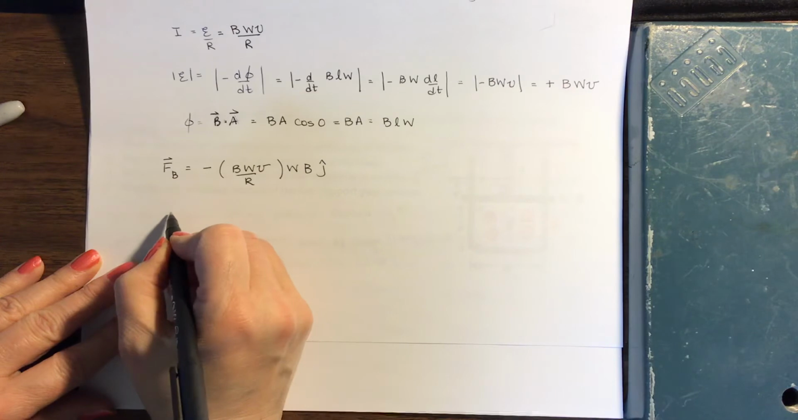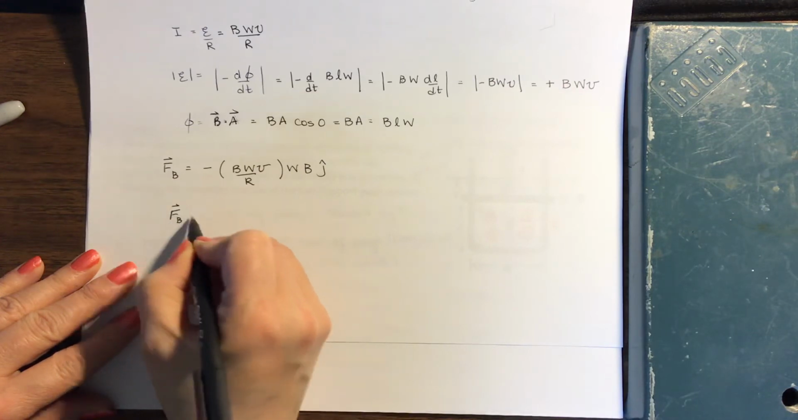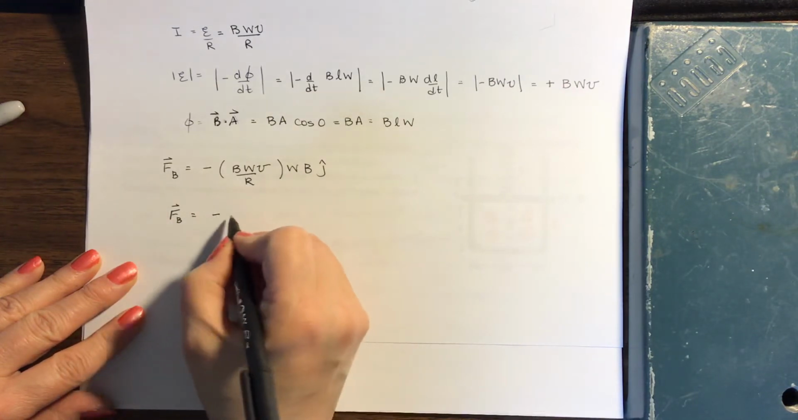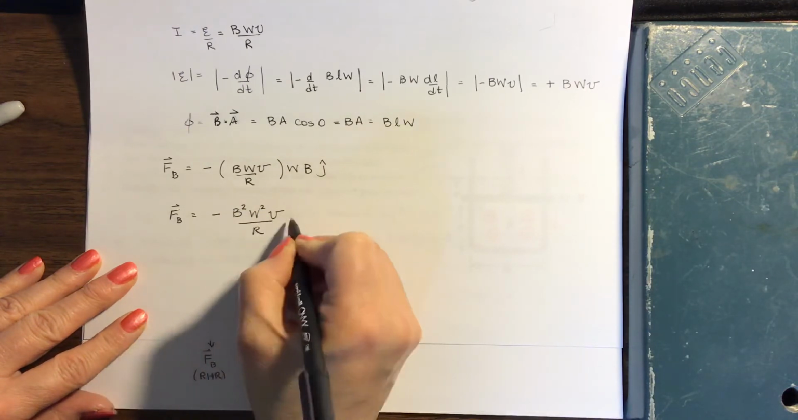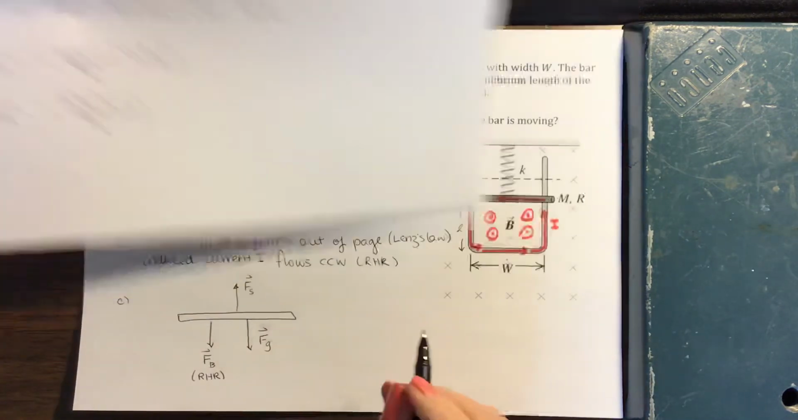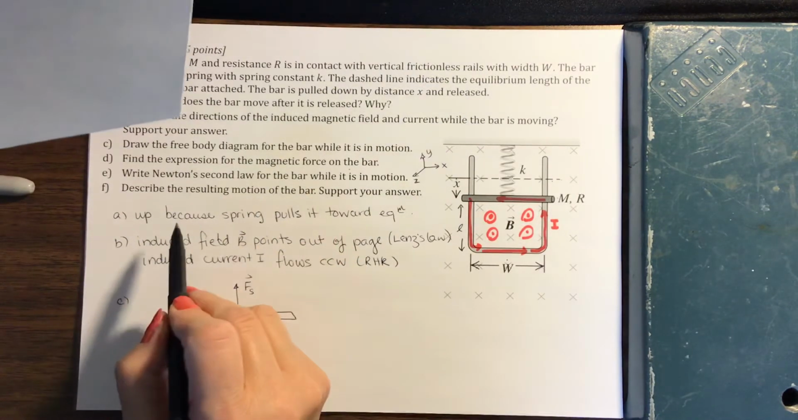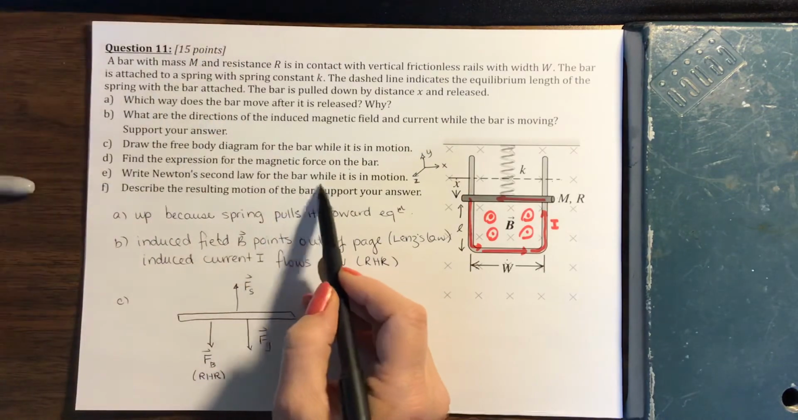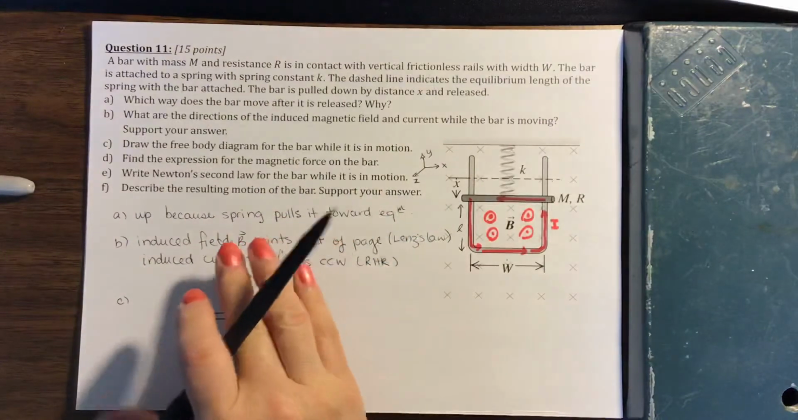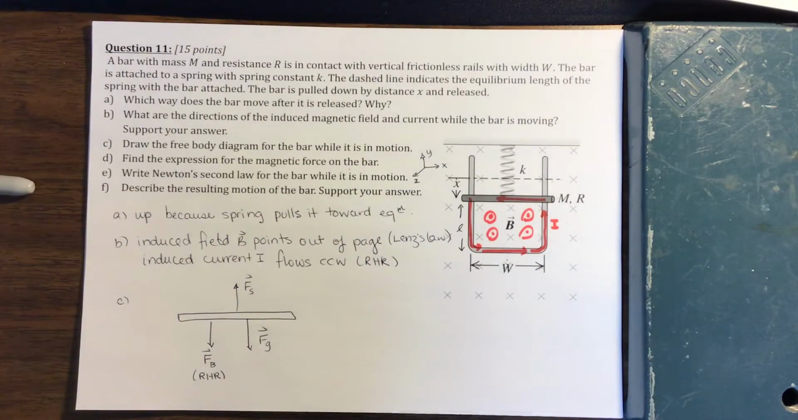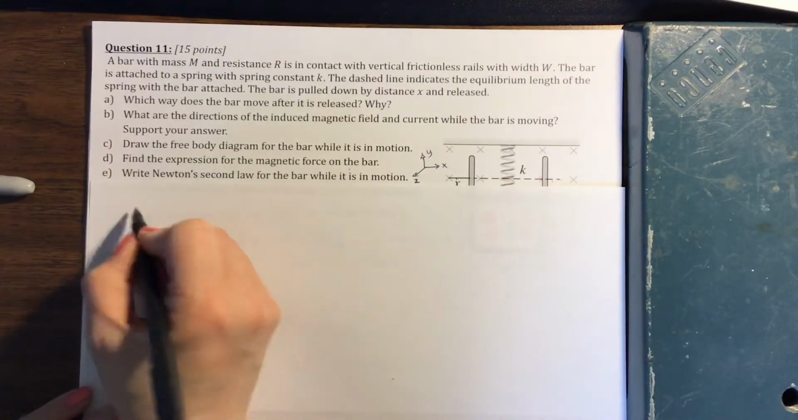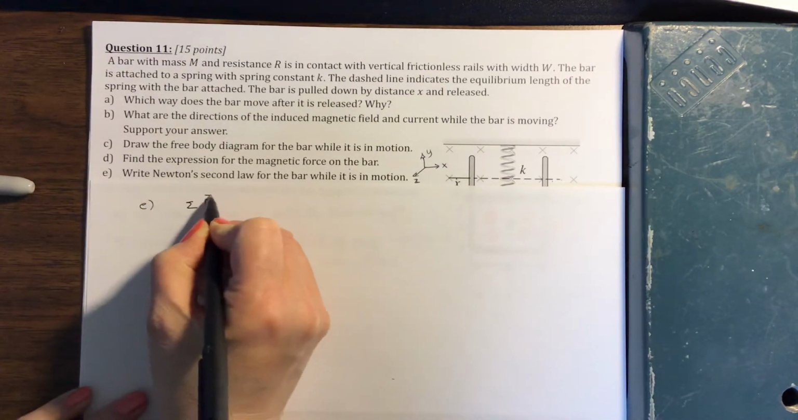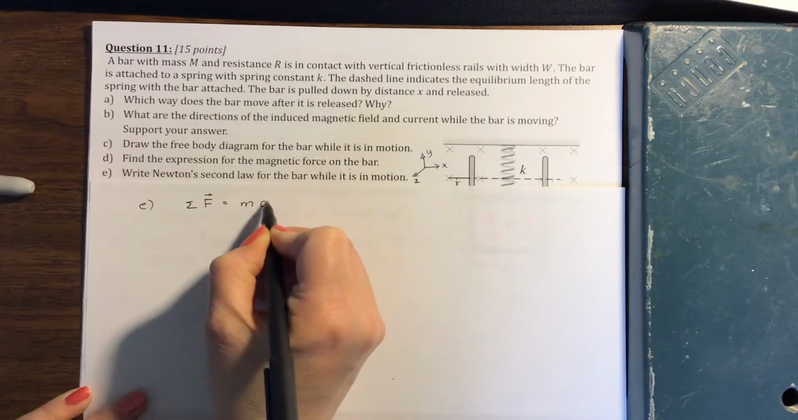Let's just neaten this up a tiny bit. Magnetic force equals minus, I got two B's, that's a B squared, two W's, W squared, V divided by the resistance J hat. Okay, so there's our expression for the magnetic force on the bar. Part E, write Newton's second law for the bar while it's in motion. So for our Newton's second law, that says we're going to say that the sum of the forces on the bar is mass times acceleration.